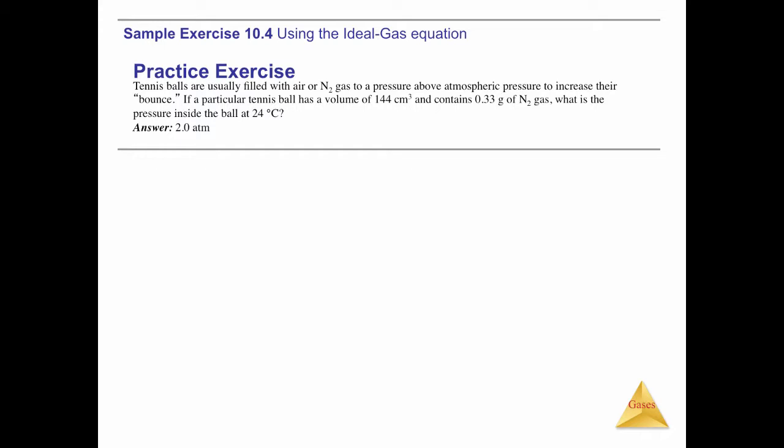Tennis balls are usually filled with air or nitrogen gas to a pressure above atmospheric pressure to increase their bounce. If a particular tennis ball has a volume of 144 cubic centimeters and contains 0.33 grams of nitrogen gas, what's the pressure inside of the ball at room temperature, or 24 degrees Celsius?